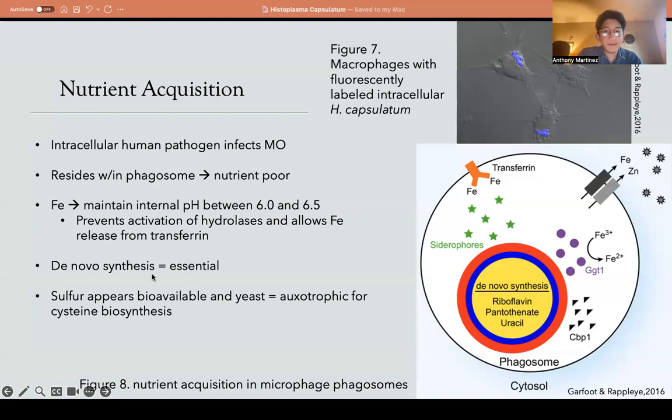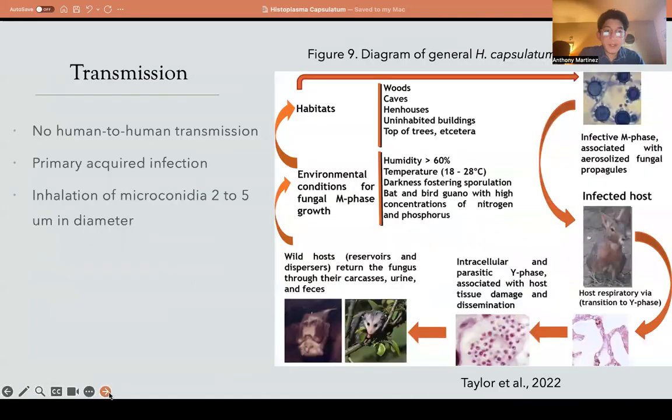De novo synthesis of molecules like riboflavin and uracil is incredibly important, but one of the interesting attributes of this organism is that it's auxotrophic in its yeast form stage for the synthesis of cysteine. And so what actually happens is they think that this has a high intraphagosomal concentration of sulfur or bioavailable sulfur-containing molecules, and that allows it to generate its cysteine without having to generate it completely biosynthetically. So yeah, that's pretty cool.